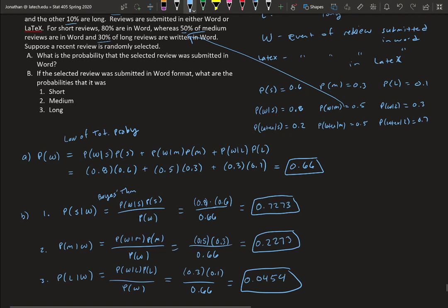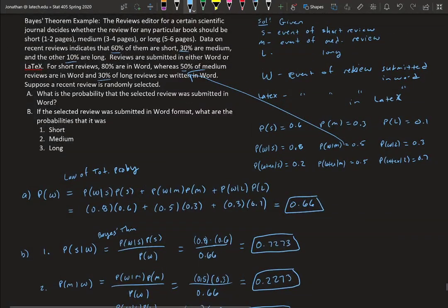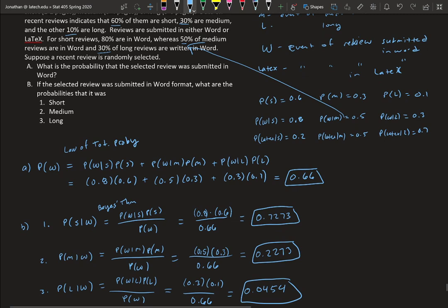So let's see. It says, can you explain the difference in the notation L given W versus W given L again? Okay, yeah. Let's look at it directly in this example. Like W given M: given that it's a medium length document, then 50% of those are Word documents. Whereas given that it's a Word document, what's the probability that it's medium in length? Well, that's only 22.73%. So 22.73% of the Word documents are medium length, compared to 50% of the medium length documents being Word documents.